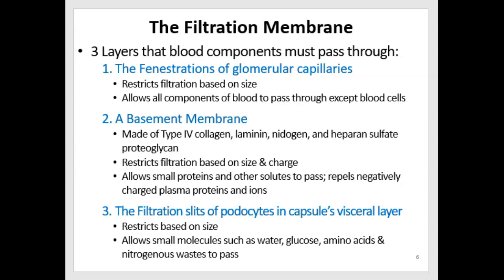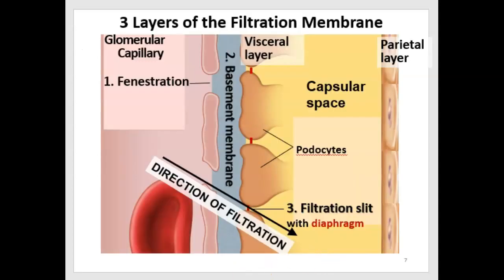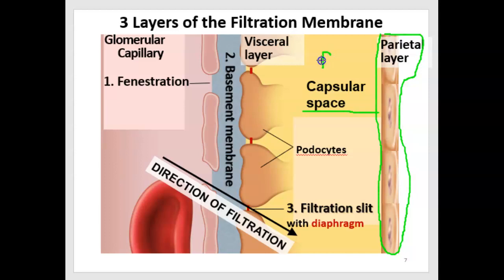So I have more of a diagrammatic view to talk about these three different components, which might help you make sense of what the filtration membrane is. The pink is a glomerular capillary. So this is blood, the pink part, and you can see a red blood cell. And then the parietal layer of the capsule is over here on the right. So that's the outermost layer of Bowman's capsule. And here we have the capsular space where the filtrate will be. This is where filtrate will accumulate initially.